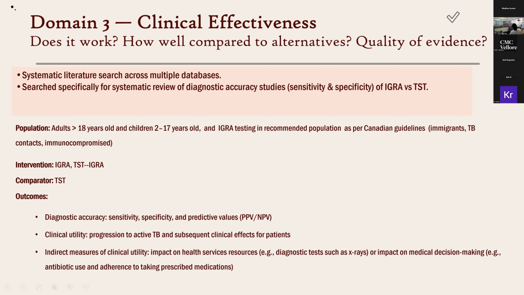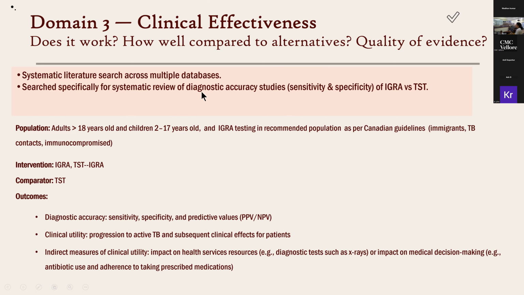In the interest of time, I'm not going to go through each of those domains, but they have to do risk of bias. That entire thing needs to be done. They have searched multiple databases and they've looked for systematic reviews. They have not looked at individual RCTs. They've looked for systematic reviews of diagnostic accuracy studies, which we covered two weeks ago, so looking at sensitivity and specificity.